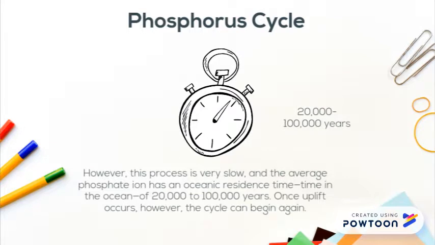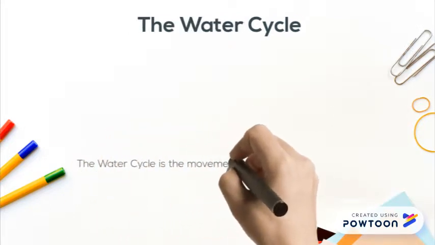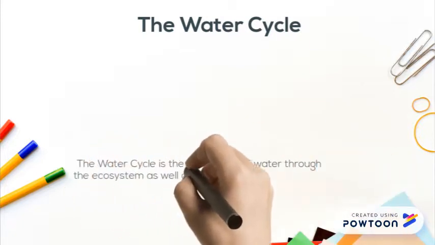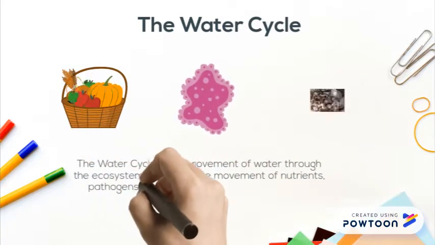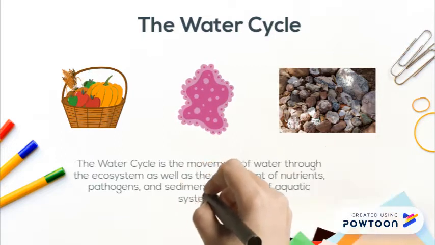Lastly, there is the water cycle, presented by Zach Hughes. The water cycle is the movement of water through the ecosystem as well as the movement of nutrients, pathogens, and sediment in and out of aquatic systems.